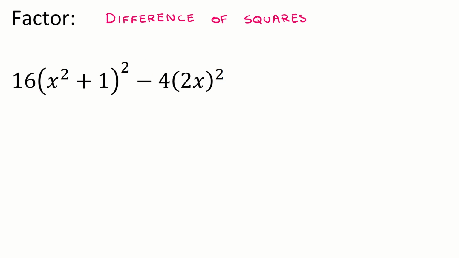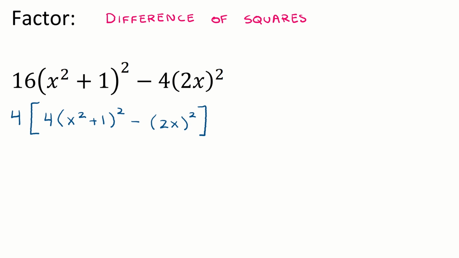So 16 and 4 are both divisible by 4. So I'm going to start this problem by factoring out the 4. So I'm going to turn it into 4 times 4 times (x squared plus 1) squared minus (2x) squared. So I'm factoring out that 4 just to make it a little bit simpler. It's still a difference of squares problem.